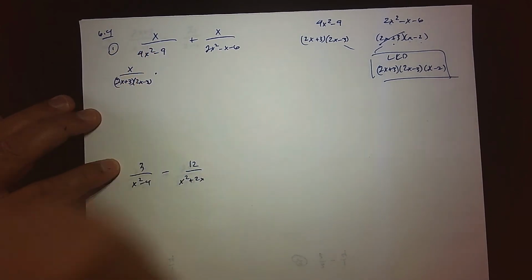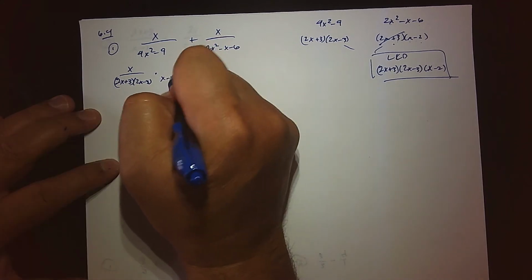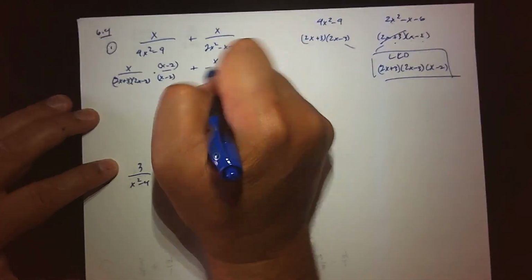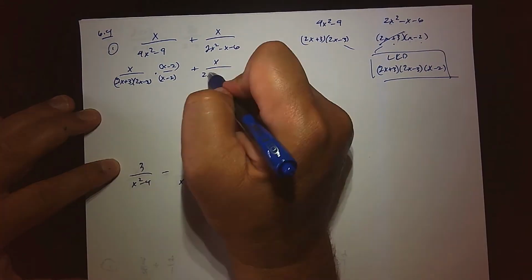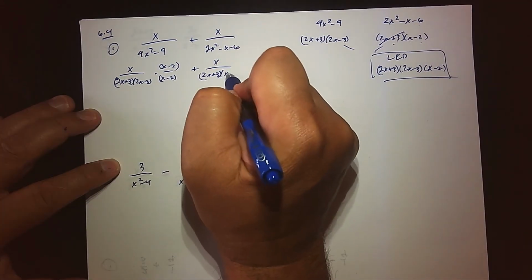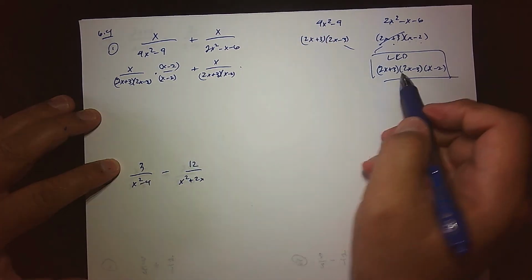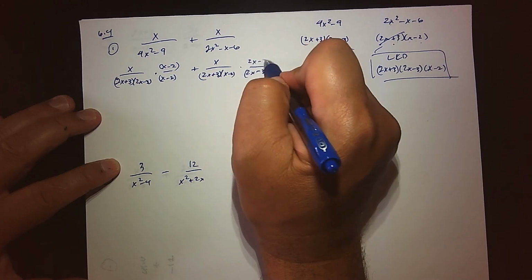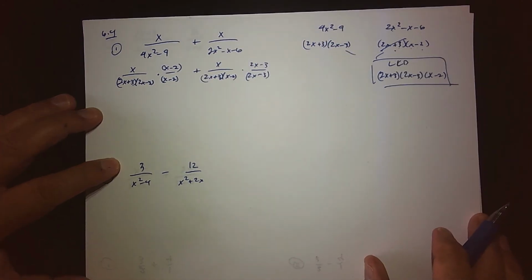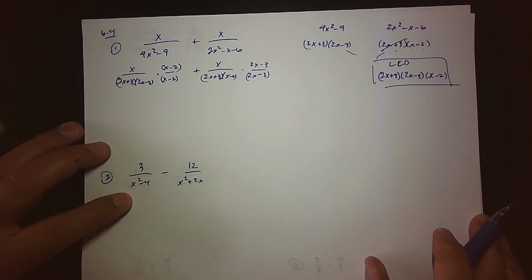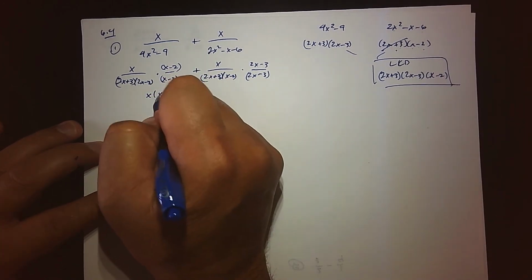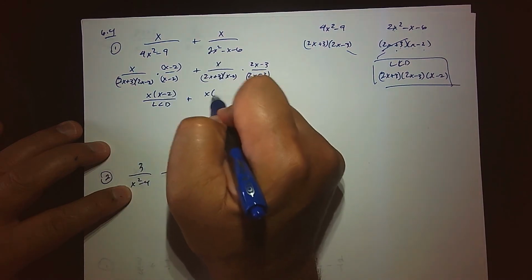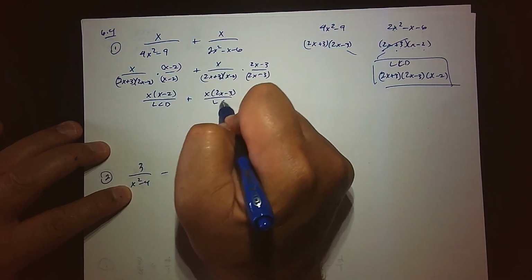So coming back over here, and let me rewrite these in factored form. What's missing from this guy is the x minus 2, right? So we multiply top and bottom by x minus 2. In factored form, what's missing from this one? It looks like the factor of 2x minus 3. So I'll multiply both top and bottom by 2x minus 3. And so now what we have is x times x minus 2 all over our LCD plus x times 2x minus 3 all over our LCD.